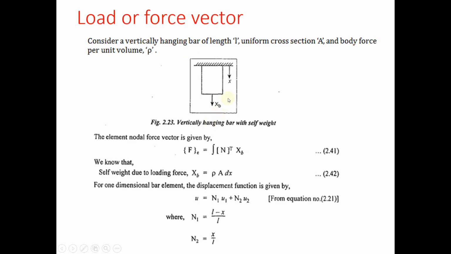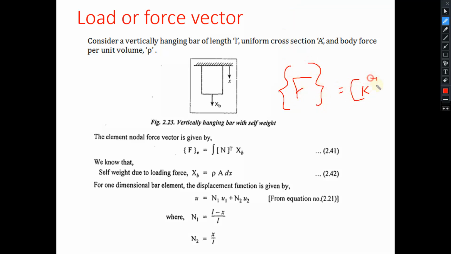Then next is how we are going to formulate the force vector. So the force vector F, how to formulate the value of the force vector F. We know F is equal to K into U, where K is the stiffness matrix and U is the displacement vector. So എങ്ങനെയാണ് നമ്മൾ F formulate ചെയ്യാൻ പോകുന്നത്, അതാണ് നമ്മൾ ഇനി കാണാൻ പോകുന്നത്.